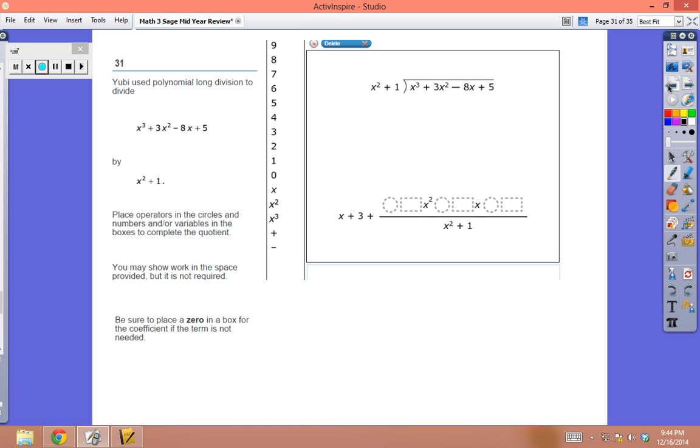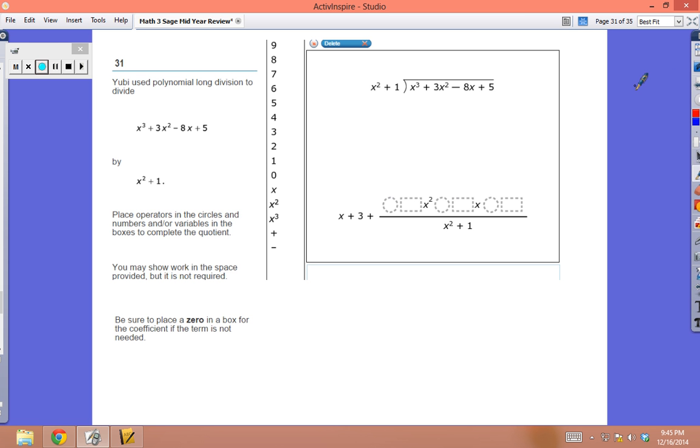Alright. Long division. So, what do we got to do here? You may show work in the space. Be sure to place a 0 in a box. Okay. So, do we got to divide this by this? Alright, I think we do. It says polynomial long division to divide. So we just gotta complete the quotient.